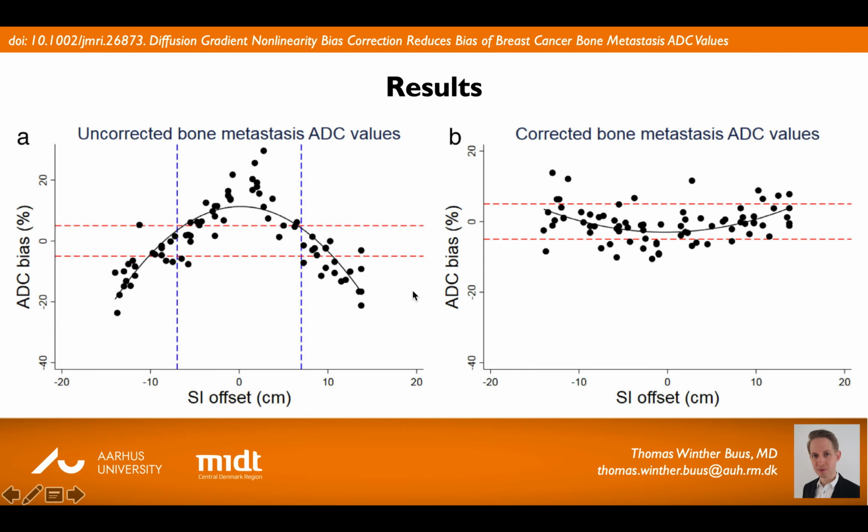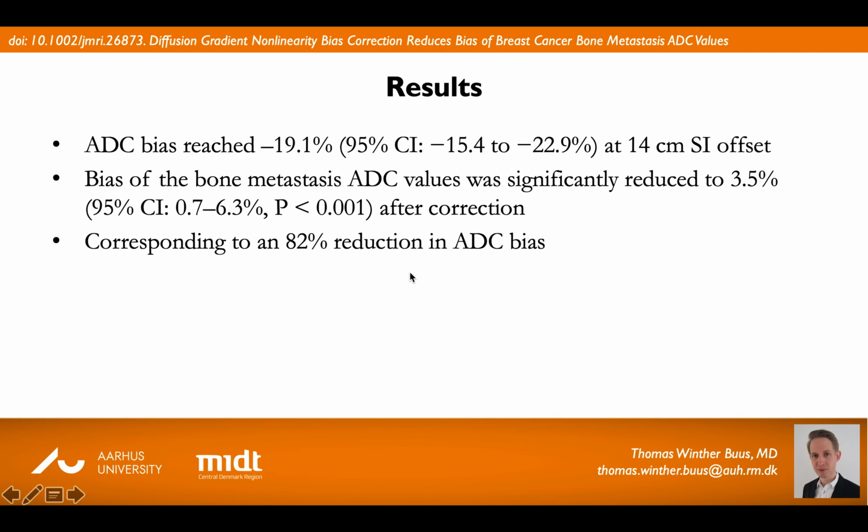This is results from the patients. Each dot represents a bone metastasis. And here are the data from the uncorrected bone metastasis ADC values, and here after correction. And we see here that the bias is almost completely removed. There's also a slight tendency towards overcorrection for the bone metastasis ADC values. And the numbers: ADC bias reached around 19% at 14 centimeter SI offset. After correction, this bias was reduced to 3.5%, which means that 82% of the bias was removed after bias correction.